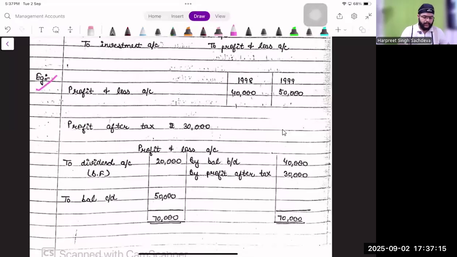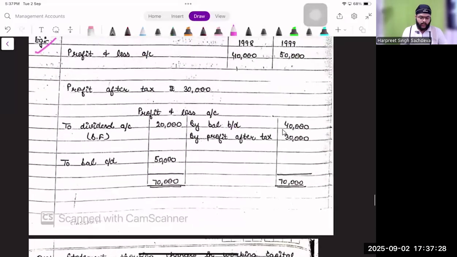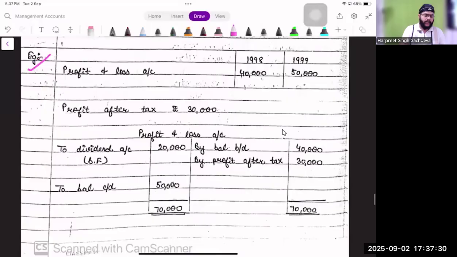First of all, yesterday we discussed an example that if profit or reported income is given in the adjustments in the question, it will be used only to calculate the dividend. So for that, you can also write an example today. Profit and loss account opening balance is given 40,000, closing balance is given 50,000, and profit after tax is 30,000. Okay? The balancing figure will be dividend.